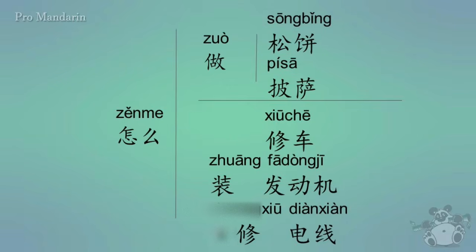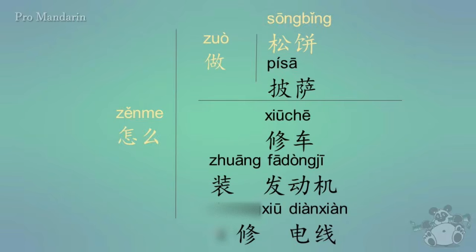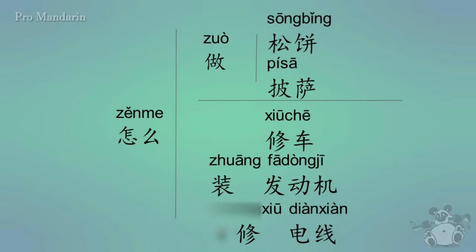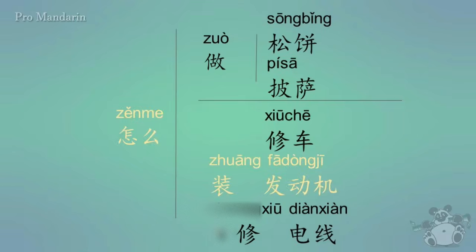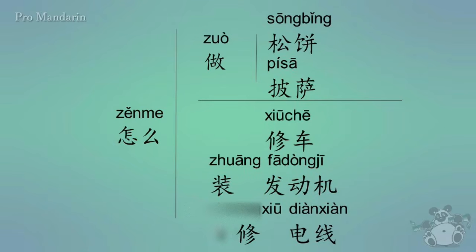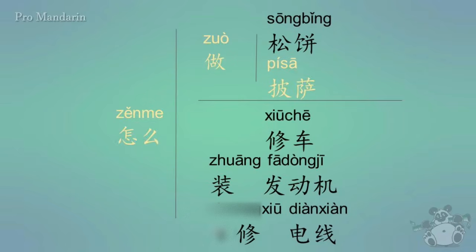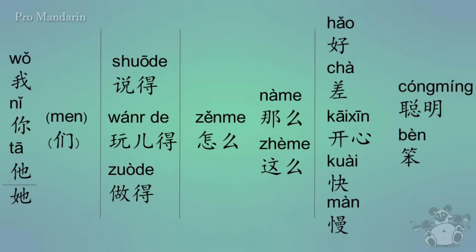So with this method, how would we say, how do you make pancakes? 怎么做松饼? All right, now how would you say, how do you install an engine? 怎么装发动机? All right, let's do one more before we move on to the next section. How would you say, how do you make pizza? 怎么做披萨? Now let's go ahead and move on to the next section.